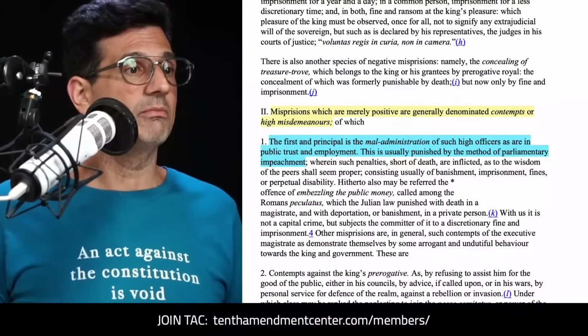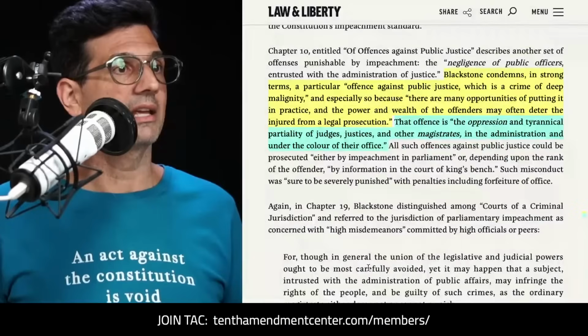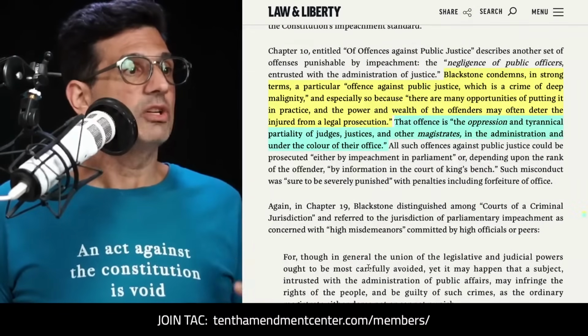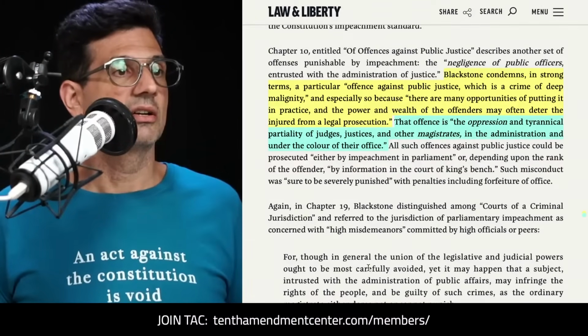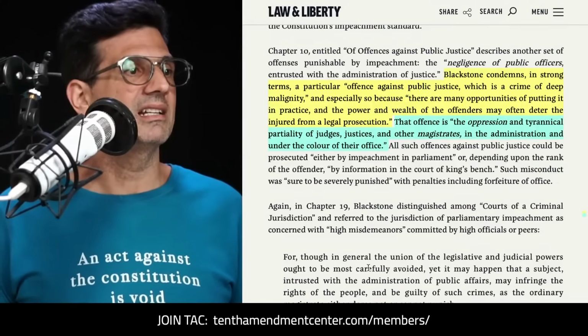And then Blackstone got even more specific about what this looks like. He condemned in strong terms a particular, quote, offense against public justice, which is a crime of deep malignity.